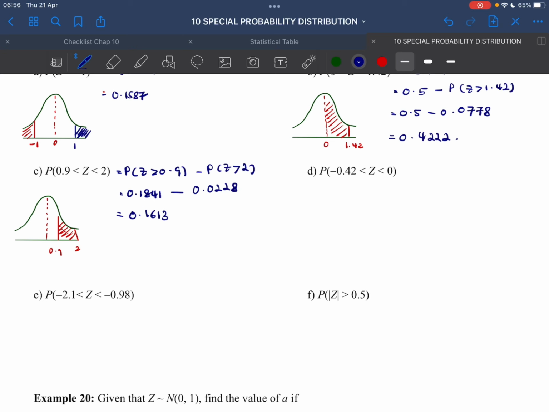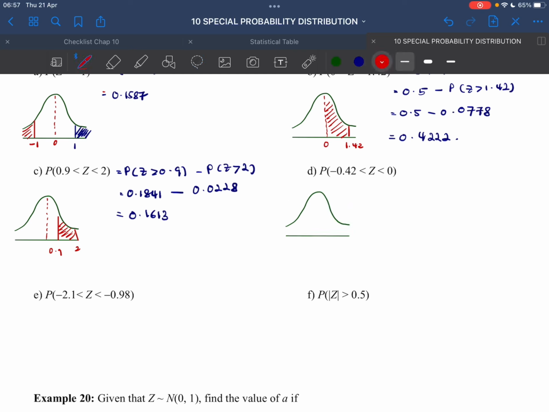For negative, it is a little bit complicated, or rather confusing, but the only thing that you have to remember is that you have to shift to the right hand side, because to use the table, we have to change to z greater than positive A. That's why we have to change to the right hand side here. So let's see the next question. Z is between negative 0.42 and 0.